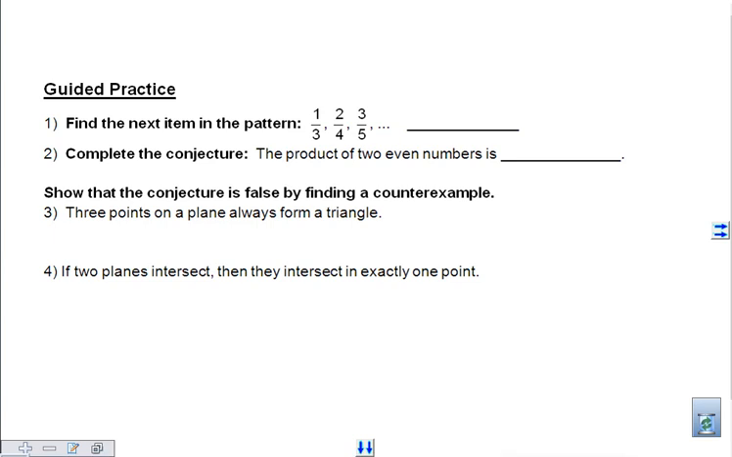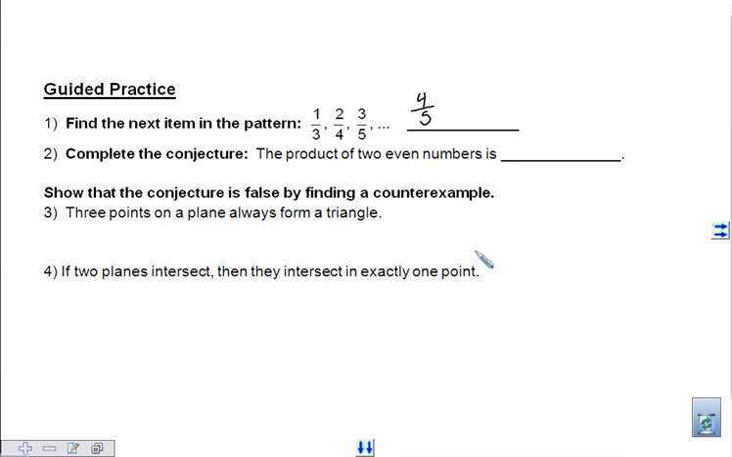Now we are going to work on the guided practice for inductive reasoning. First one, we're going to find the next item in the pattern. So we are counting in the numerator by 1 and in the denominator by 1. So we have 4/5 as our next item in the pattern.